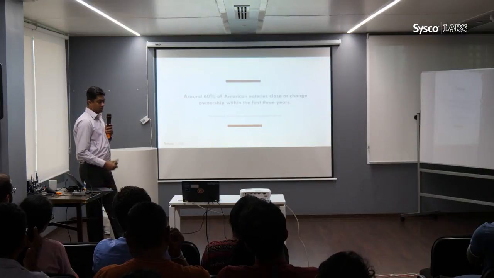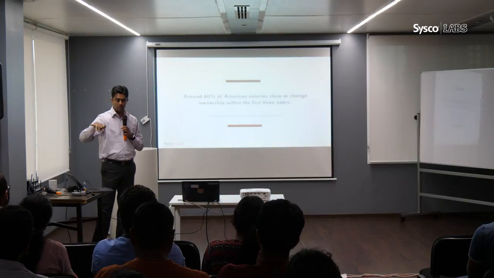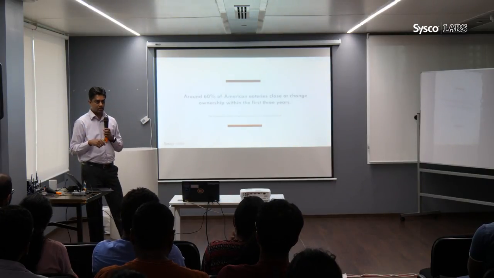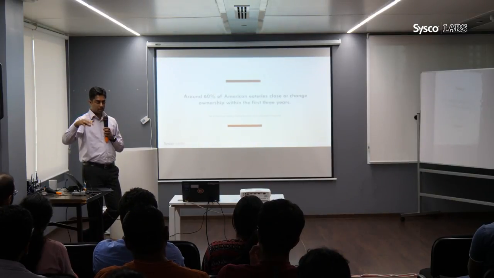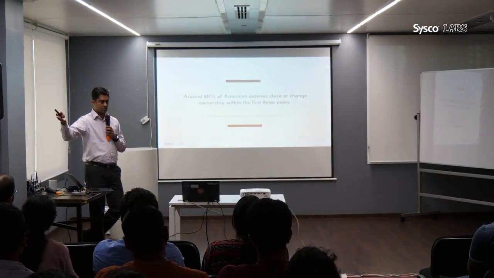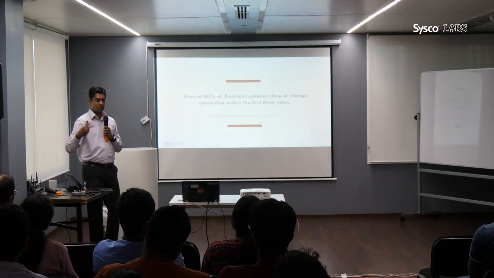All right. According to statistics, and this is very widely known and spoken about, around 60% of American eateries close or change ownership within the first 3 years. That's huge. Just imagine, all the customer pool that we have at Cake, 60% of those customers will either shut down or pass the baton to some other ownership. That's huge, right?